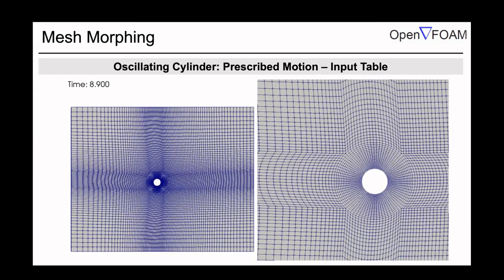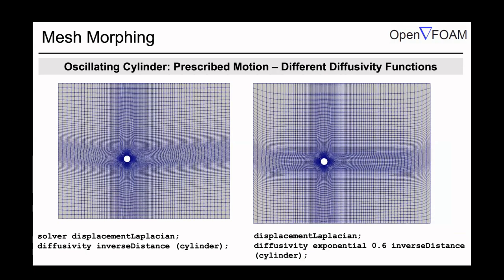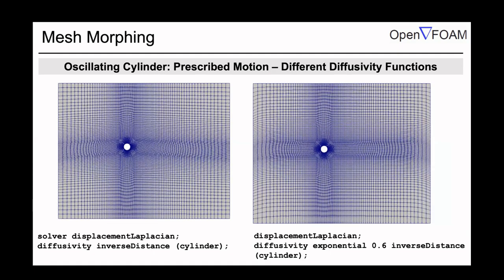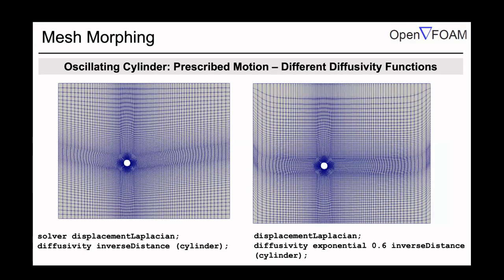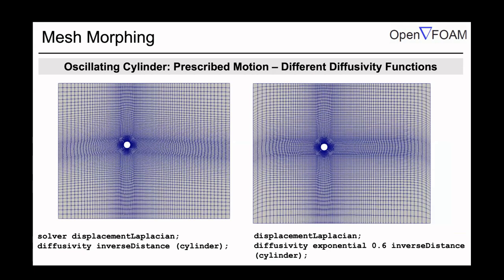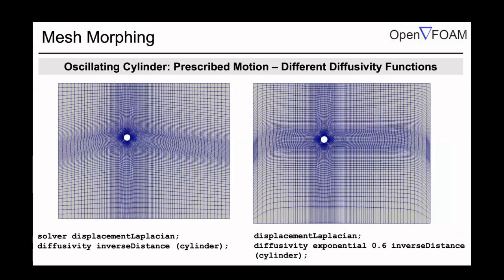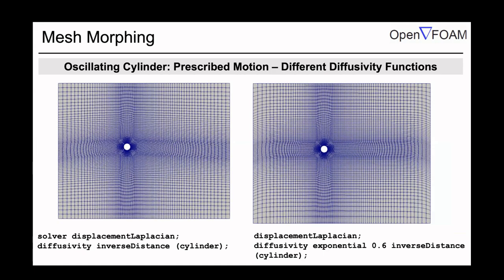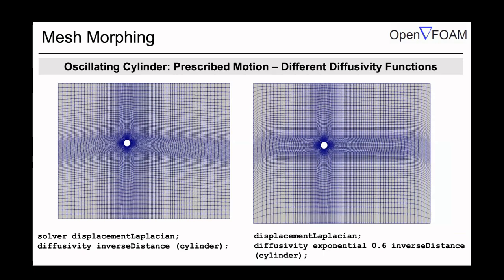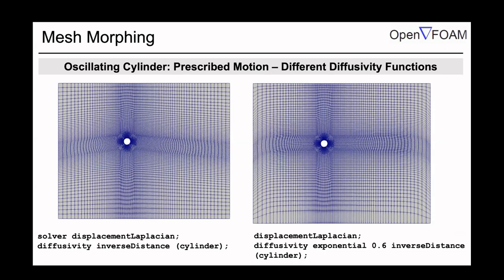This is important. This is the same problem, but here I was using inverse distance and I changed the diffusivity to an exponential function with a 0.6 exponent. And you can see how the refinement region is moving. They both are different. So there is no right or wrong here. You have to choose an appropriate mesh deformation for your problem. And of course, for any problem, before going forward with it, you have to validate it with a trustable reference, to check the accuracy of your solution. Is that clear?